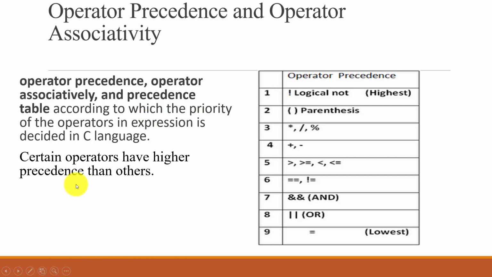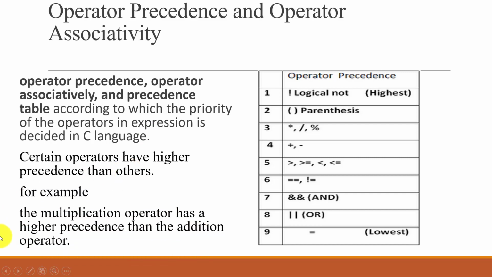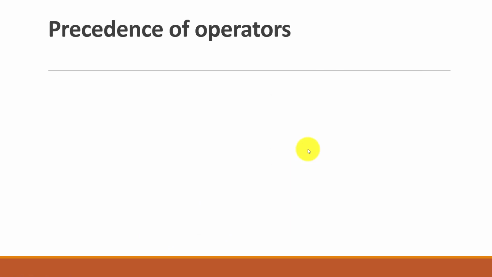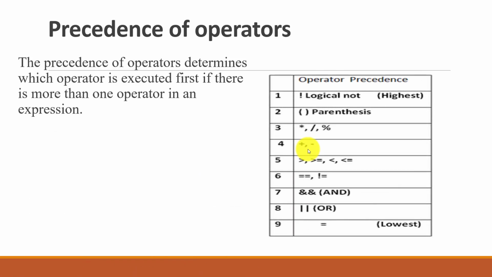Now certain operators have higher precedence than others. For example, suppose the multiplication operator. You can see here that multiplication, division and modulus operators have higher priority than the addition or minus operator. So the precedence of operators determines which operator will execute first if there is more than one operator in one expression. Let's understand it with one example.